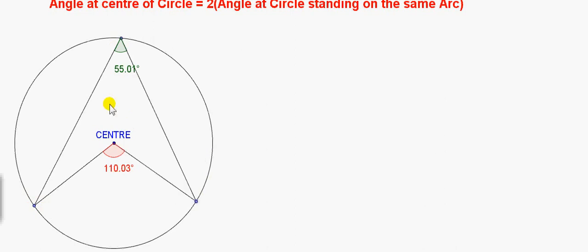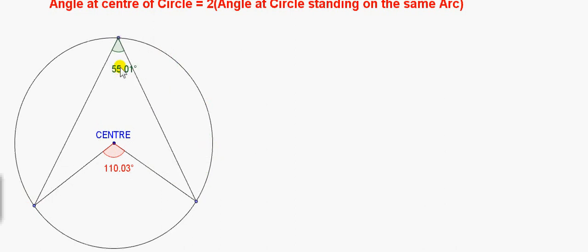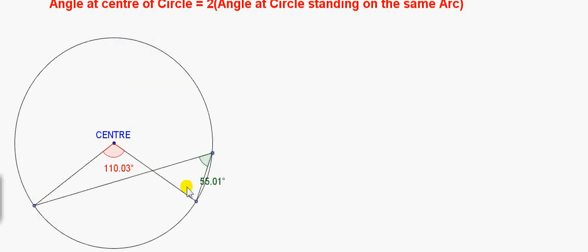Now the theorem is also true if we move this point, say, down to this position here. So we have a different picture. We see that the angle at the center is twice this angle. We are going to start by proving the theorem for this situation here, and later on we will prove it for this different looking situation here.